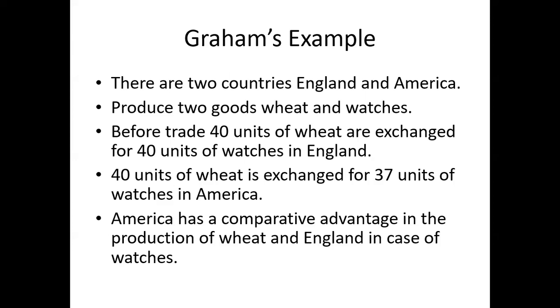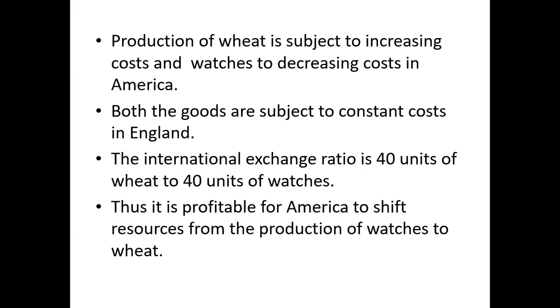So from this example, it is clear that America is enjoying comparative advantage in the production of wheat and England is enjoying comparative advantage in the production of watches. In these two industries, the production of wheat is supposed to be an increasing cost industry and watches a decreasing cost industry in America. But in England, both the goods are subject to constant cost.